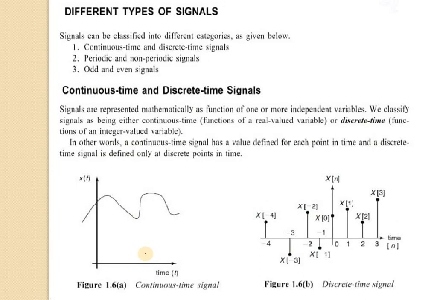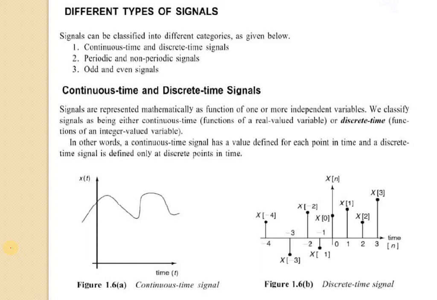Now we are coming to some types of signals. Signals can be classified into different categories: first, continuous time signal and discrete time signal; second, periodic signal and non-periodic signal; third, odd and even signal. Now first we will consider continuous and discrete time signals.